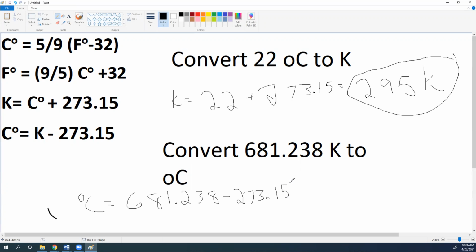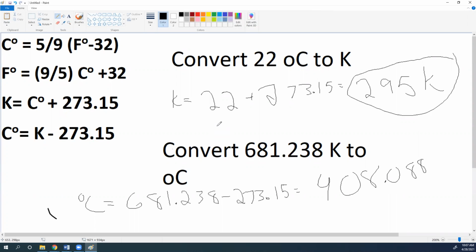So, what is your calculator answer? The calculator answer is equal to 408.088. Now, I'm adding and subtracting, aren't I? Yes, so I think you're correct.